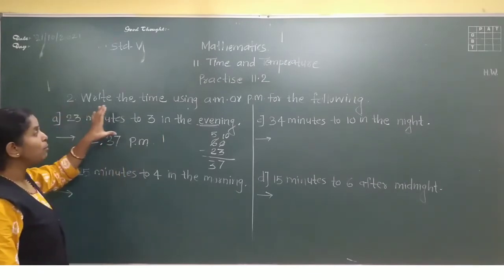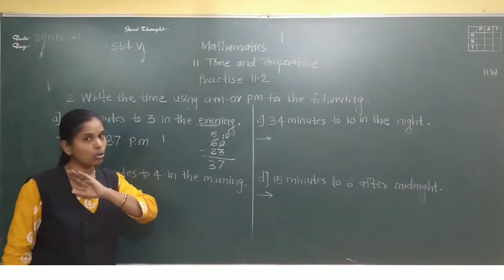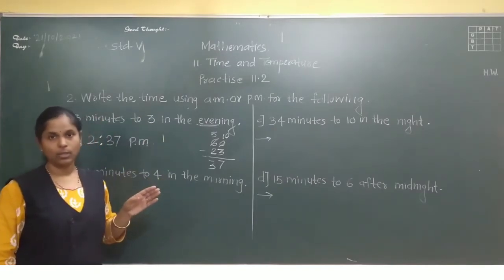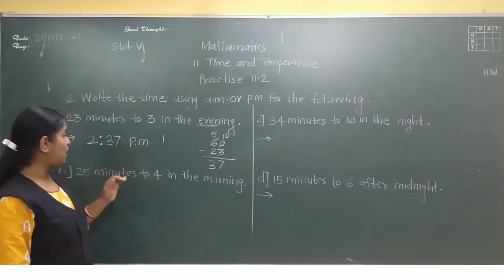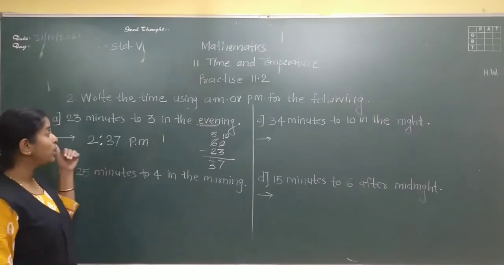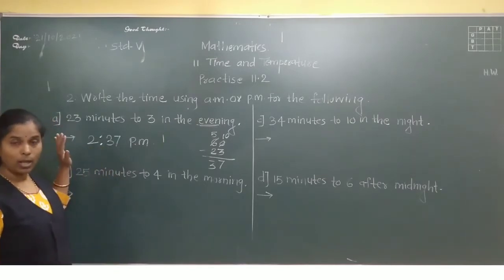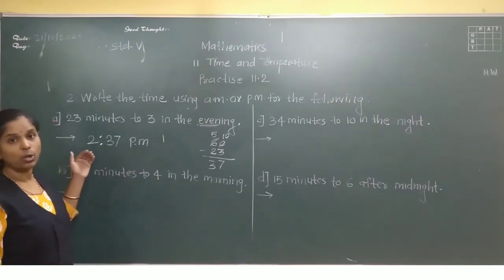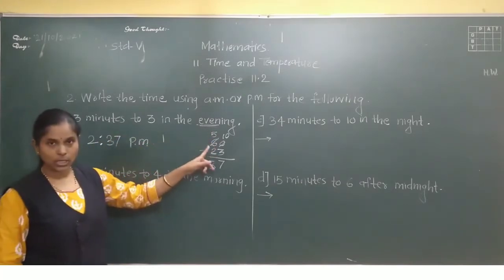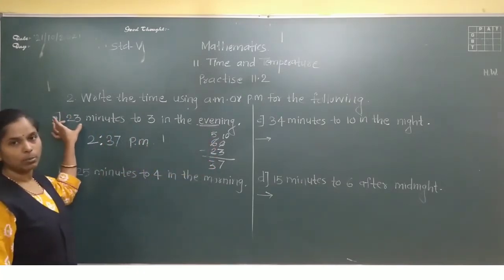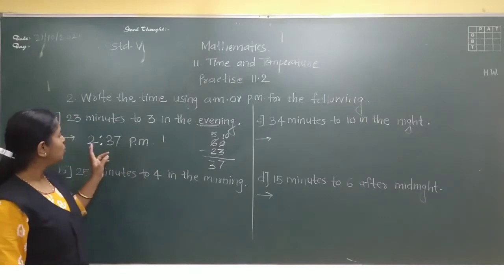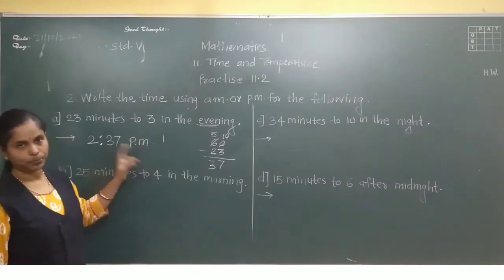Here 23 minutes to 3 o'clock means 3 o'clock is not over. Okay, still 23 minutes are there. So then how many hours over? 2 hours over. And how many minutes over? How to find out that? From 60 minutes you have to subtract 23 minutes. You will get the answer 2:37 p.m.